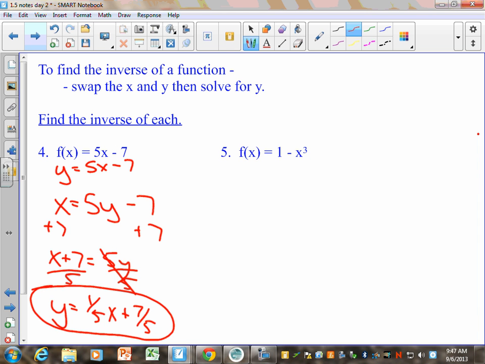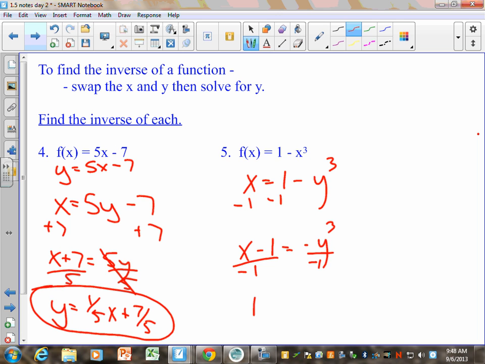I think mostly last year you dealt with inverses of linear functions, but we're super smart and we can do other things too. So on this one, if I switch x and y, do you agree I would get x equals 1 minus y cubed? And again, you still just want to get y by itself, so you need to undo everything that's around it, and then you're going to have to get rid of that little third power there. But I'm going to subtract 1. There's still a negative sign in front of that, so I'm going to divide by negative. And that would be negative x plus 1.